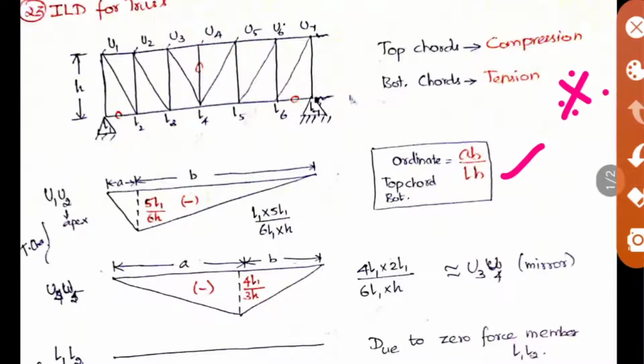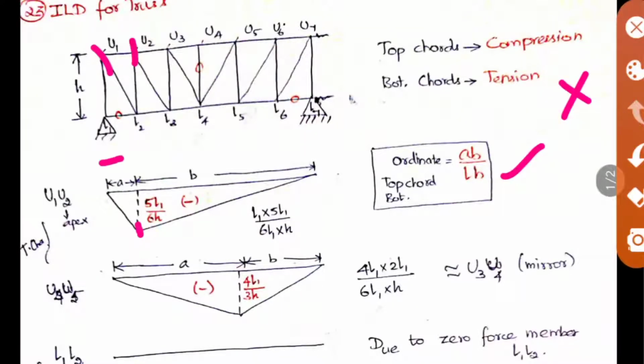So first let us see the top chord. I have taken U1, U2. For a top chord, the apex, meaning the maximum height of the triangle, should be at the second letter of the member. If the member is A, B, it should be at B. Here it is U1, U2, so the apex should be taken at U2.